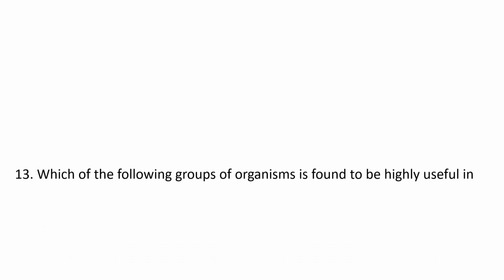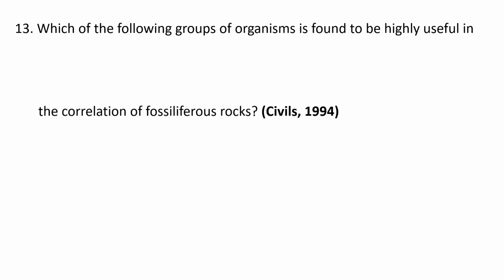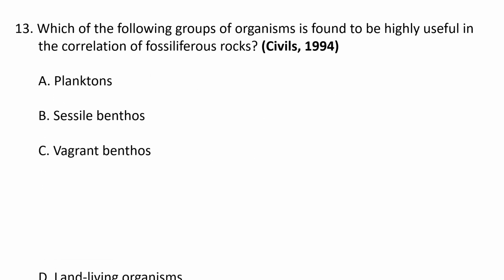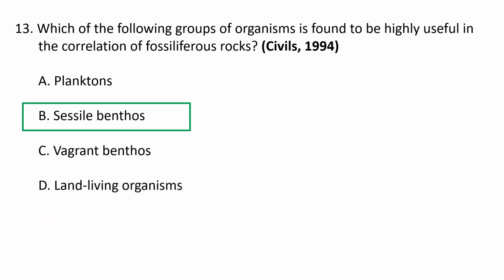Next question. Which of the following groups of organisms is found to be highly useful in the correlation of fossiliferous rocks? A. Planktons, B. Sessile benthos, C. Vagrant benthos, D. Land-living organisms. So sessile benthos are found to be highly useful in the correlation of fossiliferous rocks.